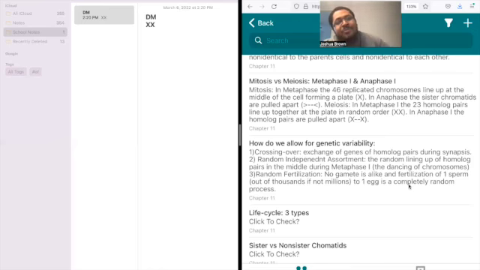And then you have, of course, the random fertilization. What do you mean by random fertilization? Well, there are thousands, if not millions, of sperm cells that make their way to the egg. So when you talk about fertilization, all of those thousands and millions of sperm cells are different. None of them are the same. They all vary in some way or the other.